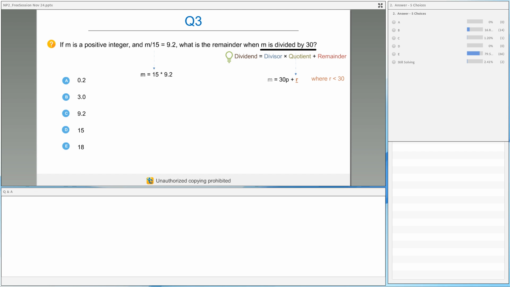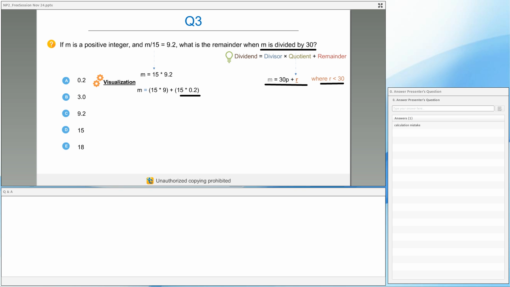I need to express m as 30p plus r, where r is less than 30. So these are my basic constraints. What I'm given is 15 into 9.2. Now, some of you might go blindly and simply write 15 into 9 plus 15 into 0.2, simply solve this part and say the answer is 3. Okay. Now, let me ask this question: how many of you did that? I'm sure those of you who marked B, especially, did you do this? You simply found this value and said the answer is B.